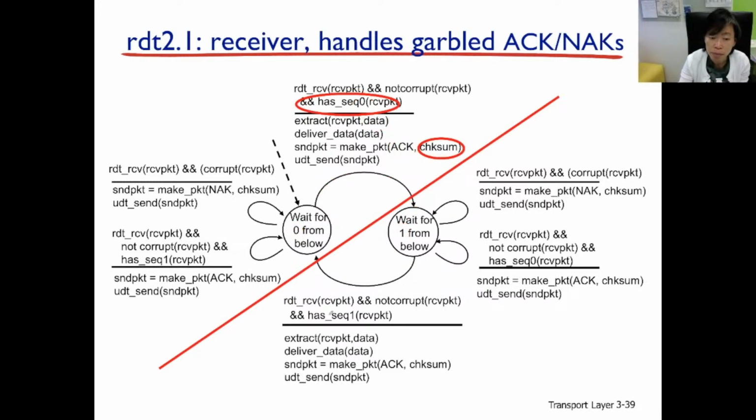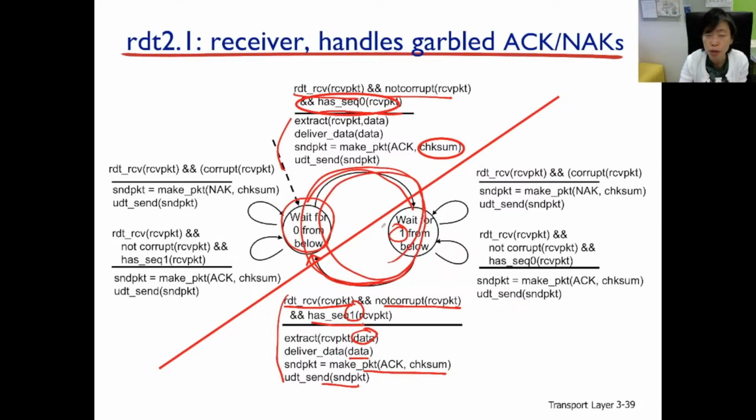Similarly, we'll be getting a packet from below, receive RDT, and not corrupted, and carrying the expected sequence number 1. Cool, happy again. Extract data out of the packet, pass it up to the application layer, generating an ACK with checksum, send it back. Upon finishing all these actions, we take the transition, receiver here goes back to wait for 0 from below. If another packet comes in, not corrupted, carrying sequence number 0, again happy, take the transition, wait for 1 from below. And this will go on and on.